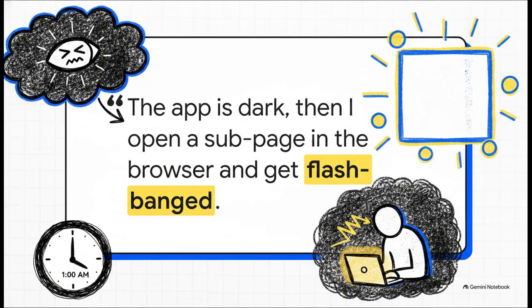And what's really interesting about this feedback is this specific free text complaint from a user. It perfectly captures the agony. They wrote, "The app is dark, then I open a subpage in the browser and get flashbanged." I mean, you can practically feel the eye strain, right? When you're deep in the zone at 1 a.m., getting hit with a glaring white screen isn't just annoying. It completely disrupts your focus, it physically hurts your eyes, and it actively breaks your workflow.